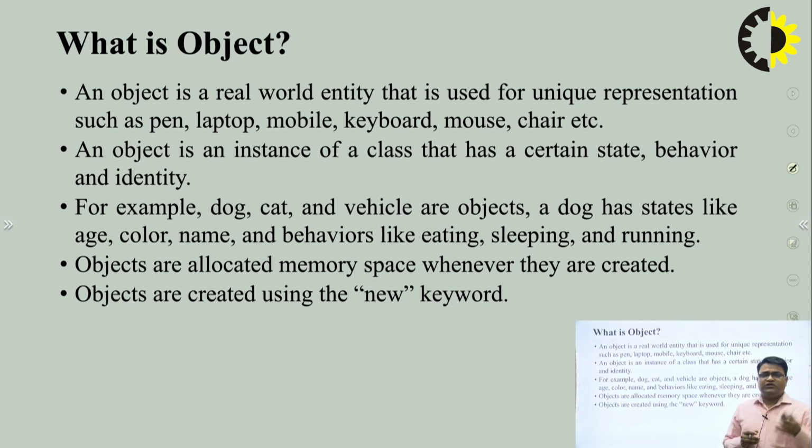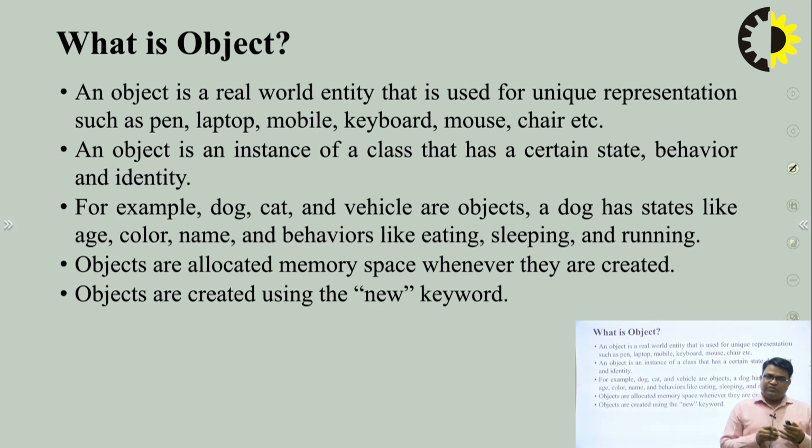Next is: what is an object? An object is a real world entity that is used for unique representation, such as pen, laptop, mobile, keyboard, mouse, chair, name of a person. These can be living or non-living things. An object is an instance of a class that has a certain state, behavior, and identity. For example, dog, cat, and vehicles are objects. A dog has states like age, color, name, and behavior like eating, sleeping, and running. These are examples of objects and their states, identities, and behavior.